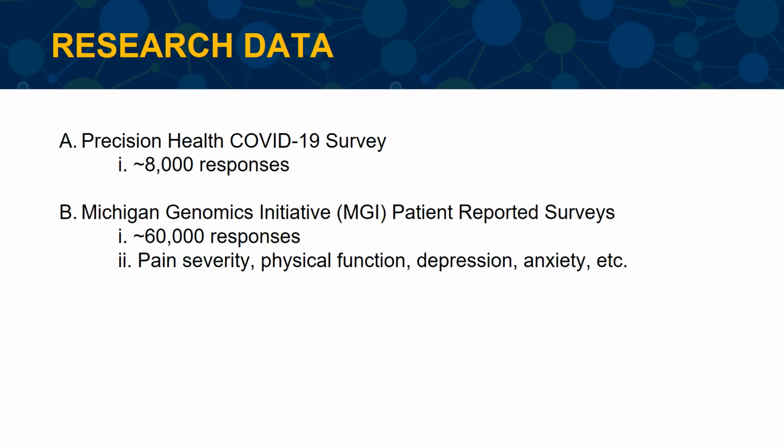For research data, Precision Health has made available secondary research results such as survey data. Currently, we have 2 surveys available. The first survey contains over 8,000 responses for COVID-19 related questions. The second survey includes responses of over 60,000 patients, encompassing questions related to pain severity, physical function, depression, anxiety, and much more.